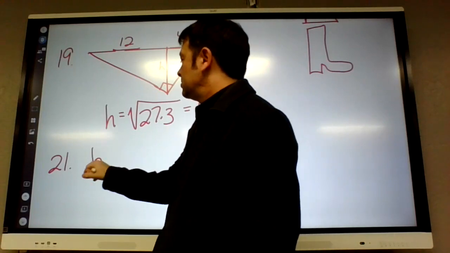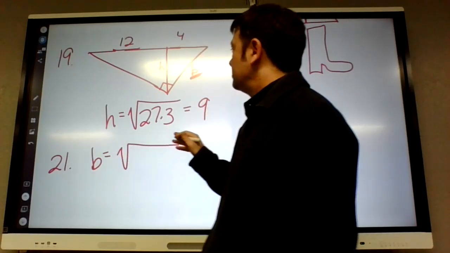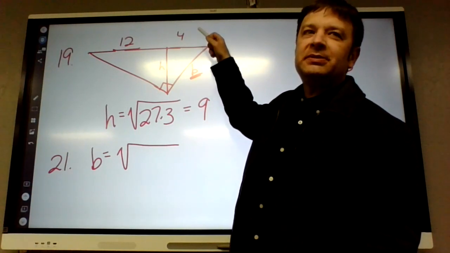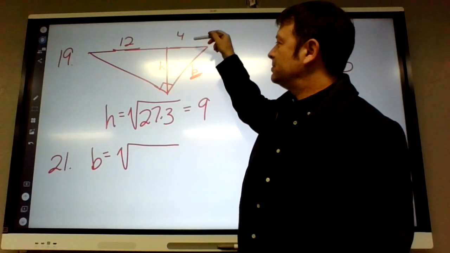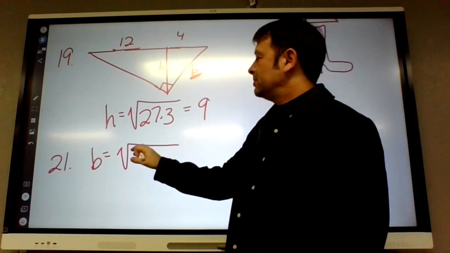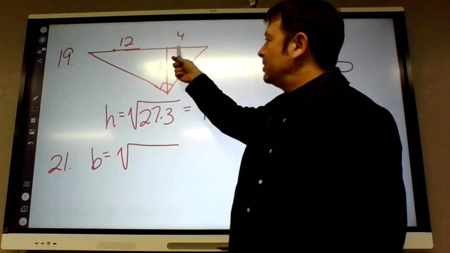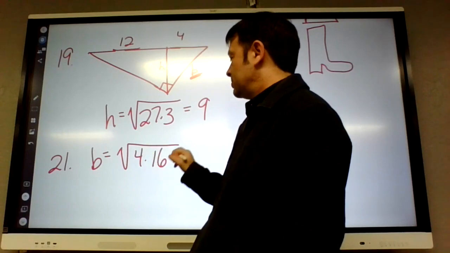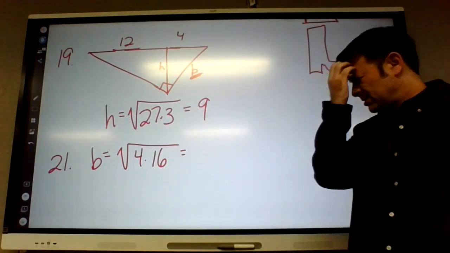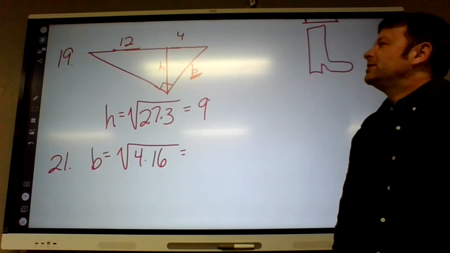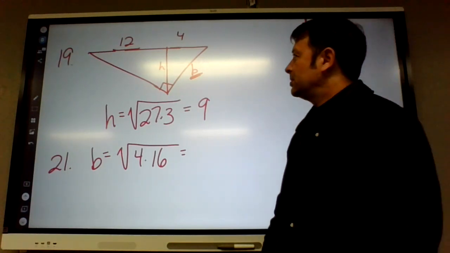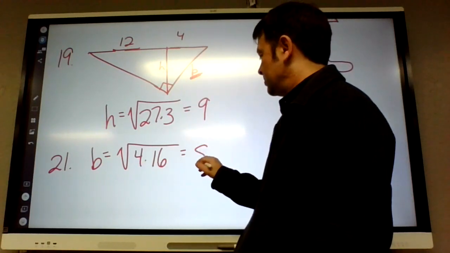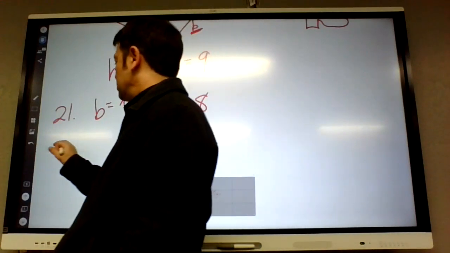Anybody remember? You do the close one, 4, and you do the whole thing, 16. So it's square root of 4 times 16. Because we're looking for B, we need B this time. B is the square root of 4 times 16. So basically 2 times 4.